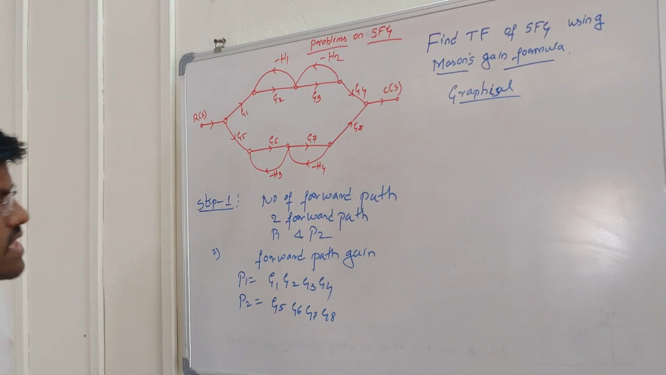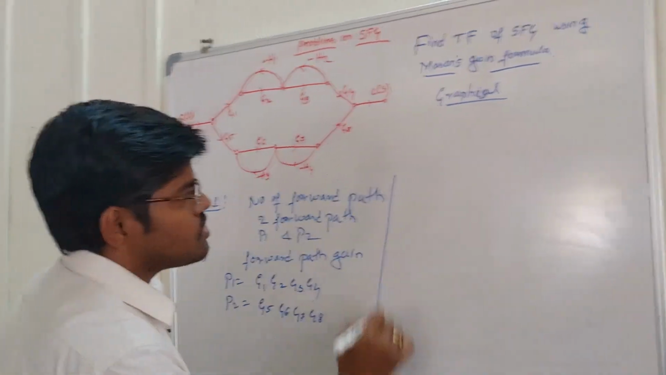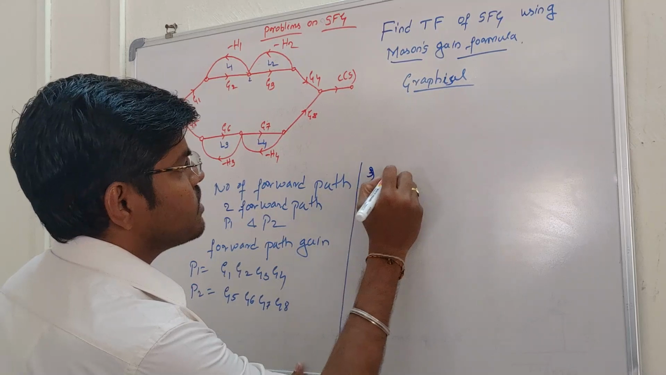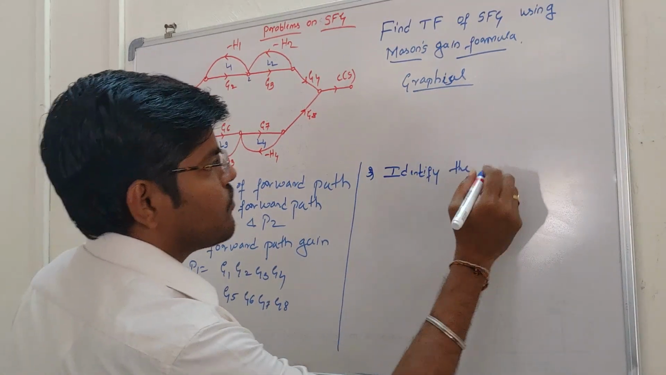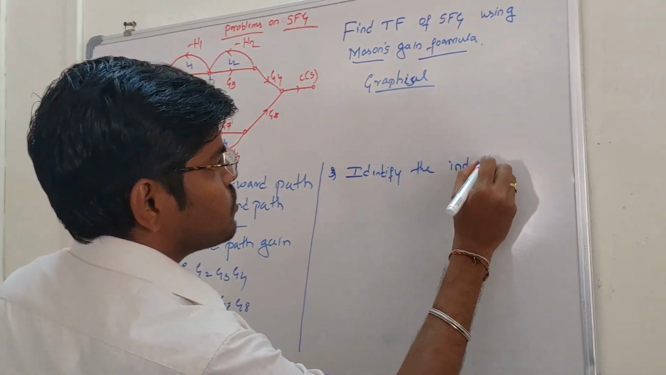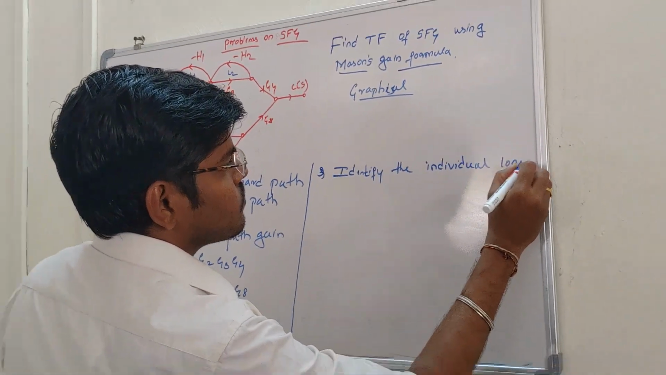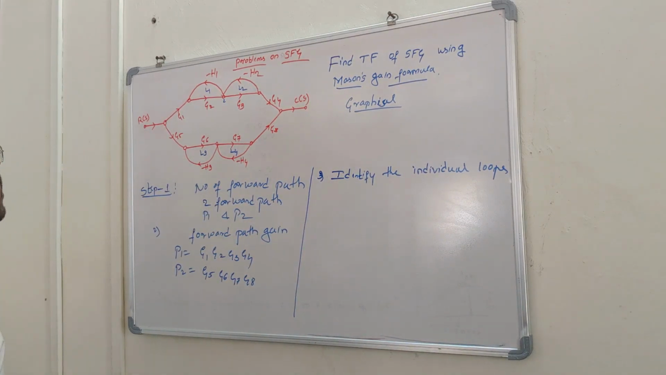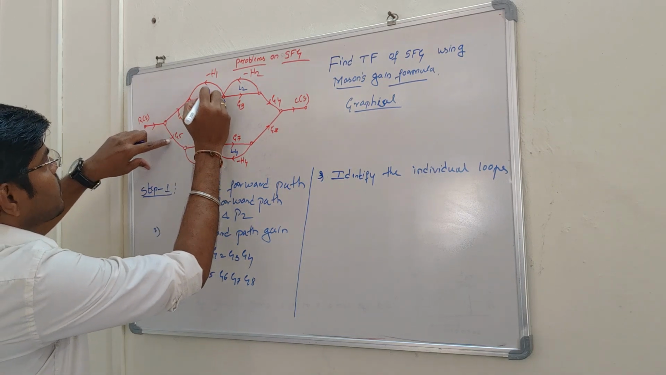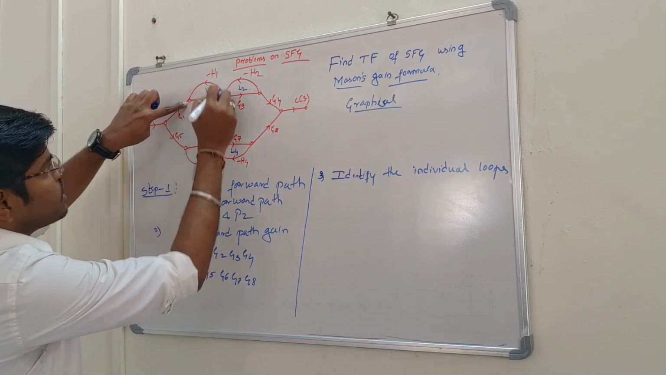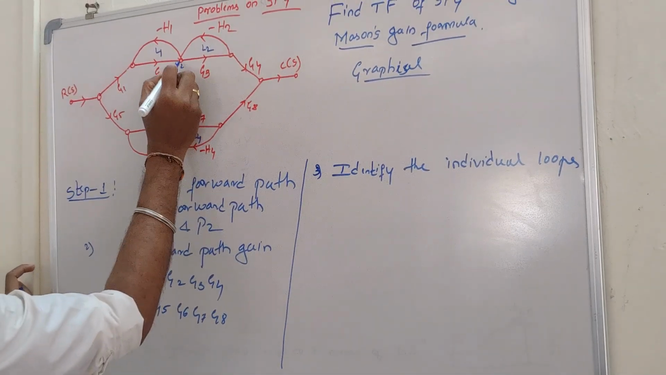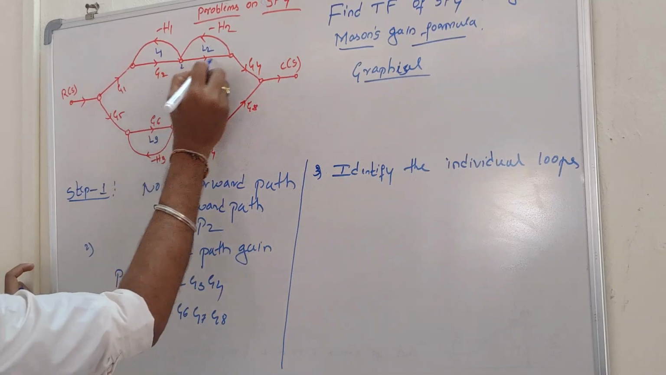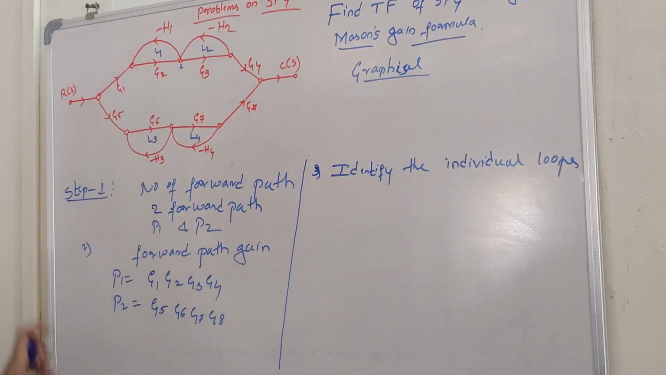Once the forward path gain is completed, the third step is to identify the individual loops in the signal flow graph. Look at the signal flow graph and identify the closed circuits. First, we have the loop L1. It starts from this node and ends at the same node. This forms a loop. The second loop starts from node 2 and ends at the same node, so that forms the second loop.